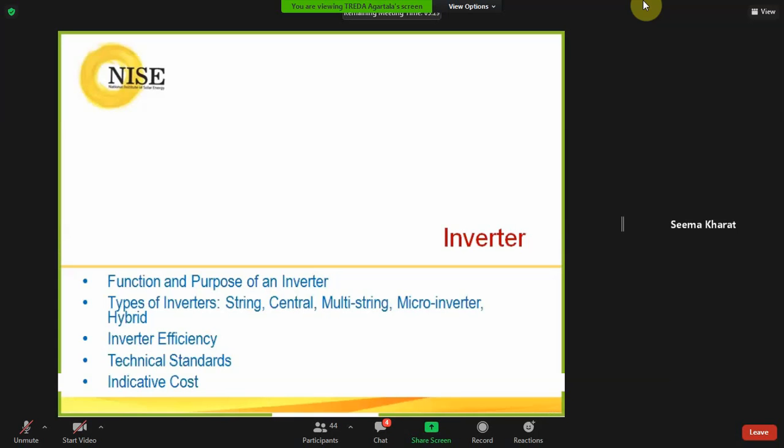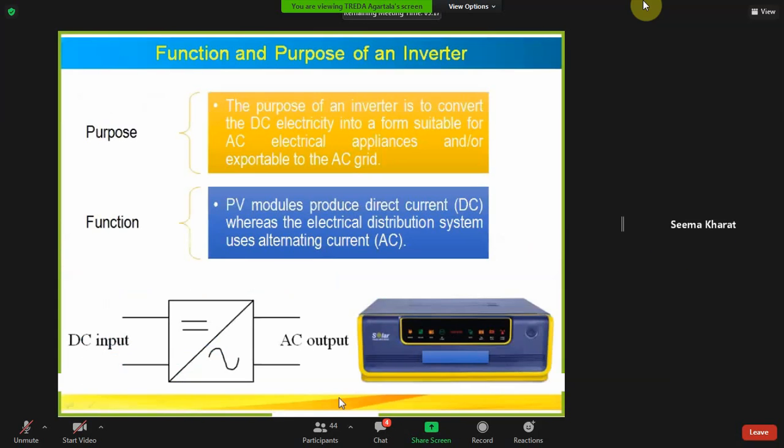Most important item or component of the SPV system. This is an off-grid system. The functional purpose of the inverter, types of inverter, efficiency, technical standard, these are the topics. The purpose of the inverter is to convert DC to AC. The PV module produces direct current DC, while the electrical distribution system is alternating current, so an inverter is a must for this conversion.